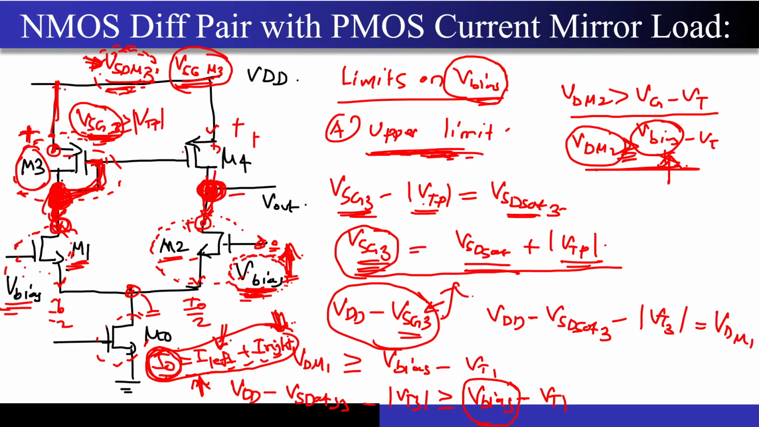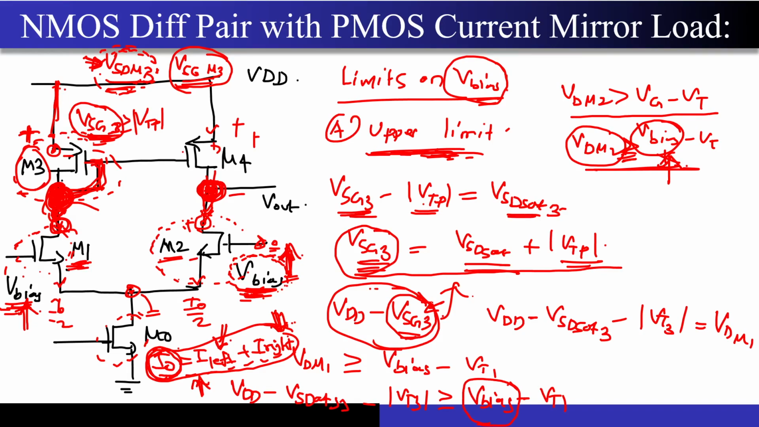And why are we finding it? Because the drain voltage is remaining fixed and the gate voltage I am ramping up, correct? I have to find the upper bound on the V bias such that this MOSFET is just at the edge of saturation. To get that, I have to find the voltage at this particular point. The voltage at this particular point is VDD minus VSG3. To find VDD minus VSG3, I have to find the VSG3 first, correct?